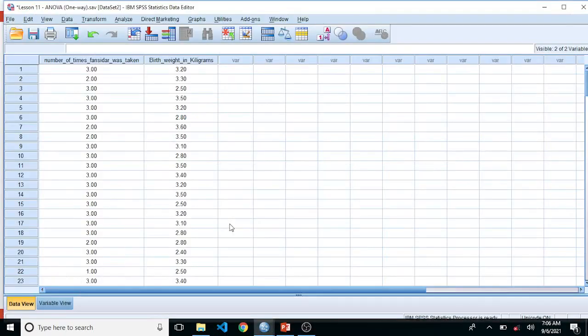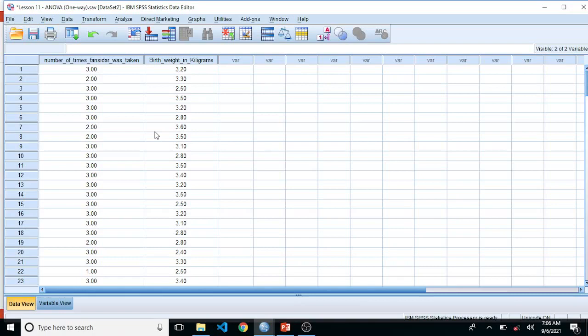Here we go. We have our data sets. We have 2 variables. Our independent variable consists of the number of times the women took Fansidar. Fansidar is a prophylactic malaria drug that is given to pregnant women, especially in sub-Saharan Africa, to prevent malaria, since malaria is considered a threat to life, especially during pregnancy. So we want to know if the number of times a pregnant woman took Fansidar can affect the baby's weight.